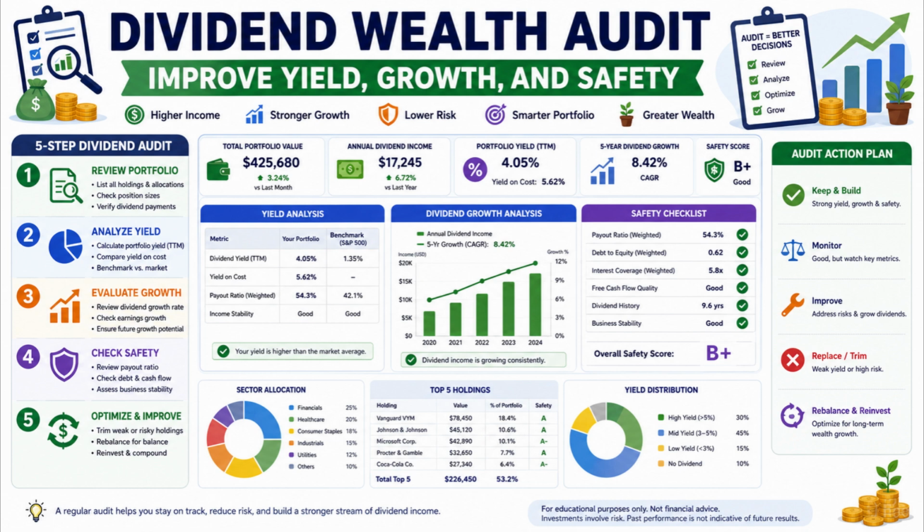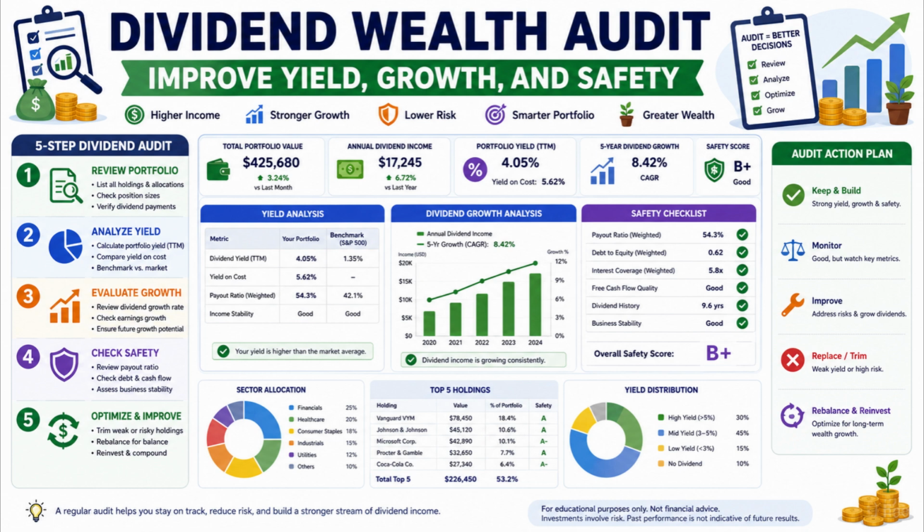Next, examine the largest positions. The top 5 holdings represent approximately 53.2% of the portfolio in this example. Large positions can significantly influence both portfolio value and dividend income. Therefore, investors should decide whether each major holding deserves its current allocation based on financial quality, valuation, growth potential, and risk. Then, review the distribution of portfolio yield.